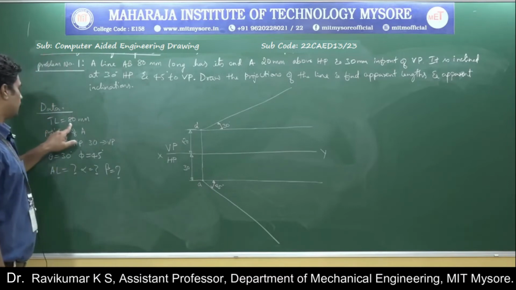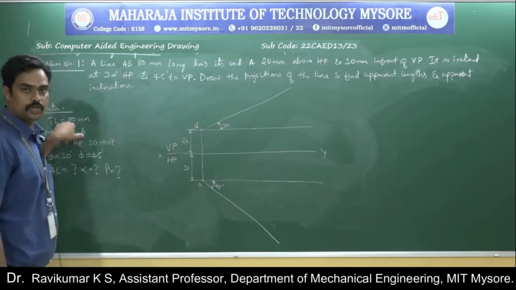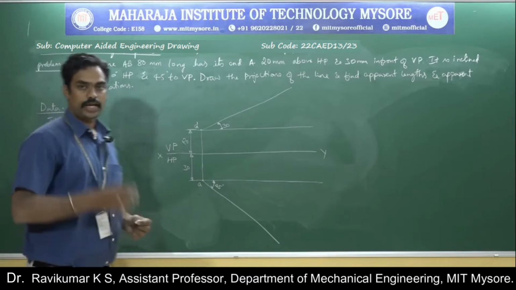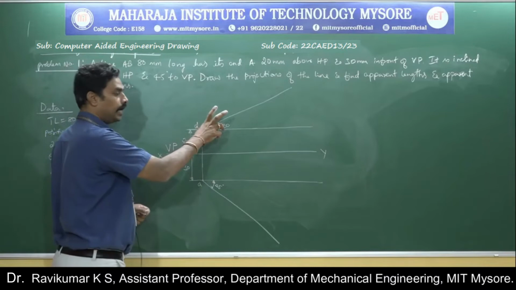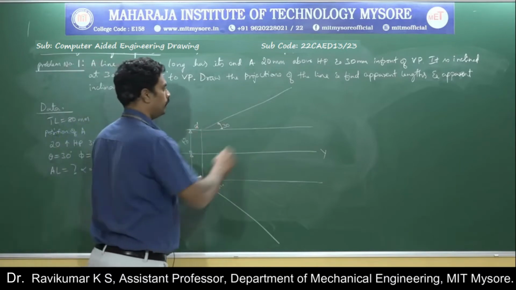Then you know that the true length of the line is 80 mm. So take the compass, measure an 80 mm distance in the compass, select A dash as center, and cut the 80 mm.